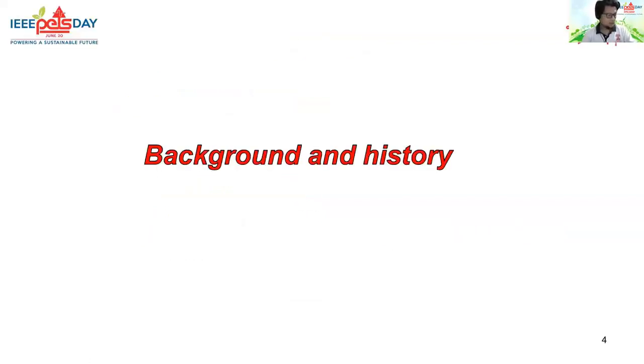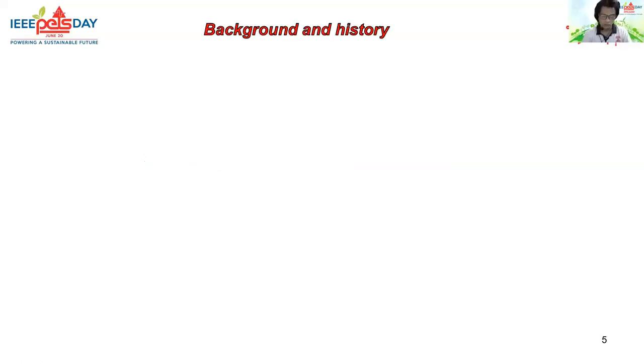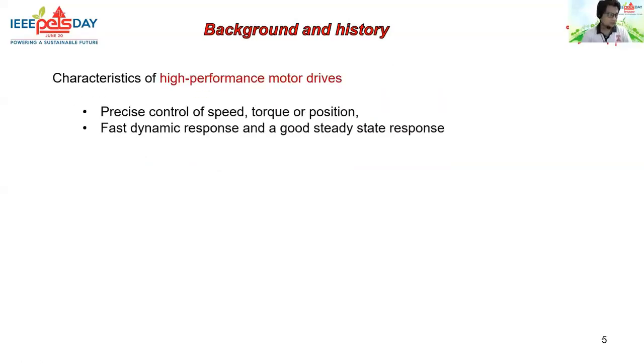All right, some background and history about high performance drives. A high performance induction motor drive is basically characterized by precise torque, speed, or position control of the motor drives, which are the 3 most common variables that we want to control in electrical drives. On top of that, the response, especially the torque response, has to be good, with good dynamic response as well as good steady state response.